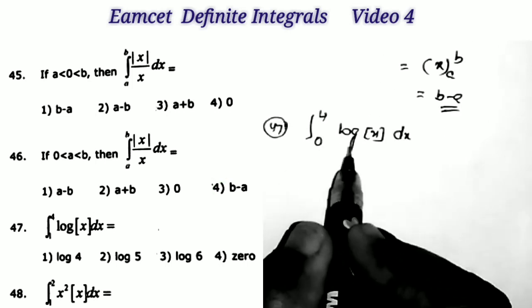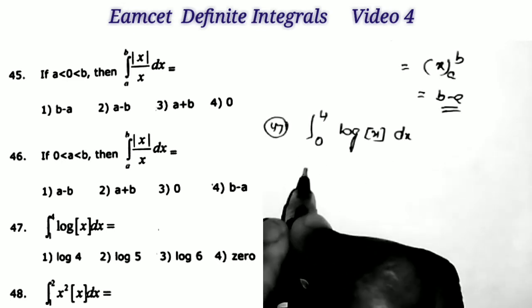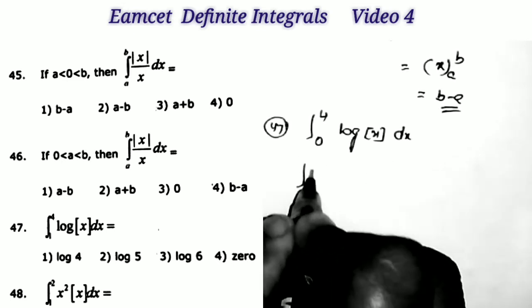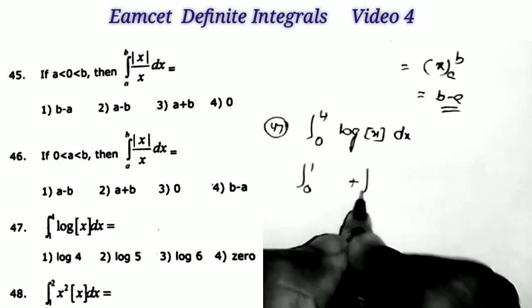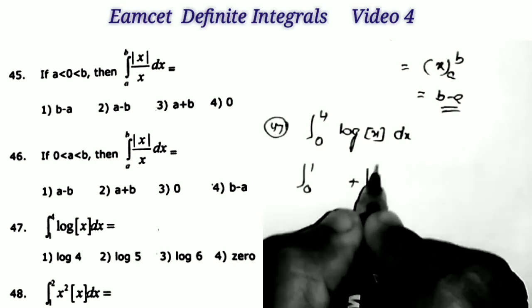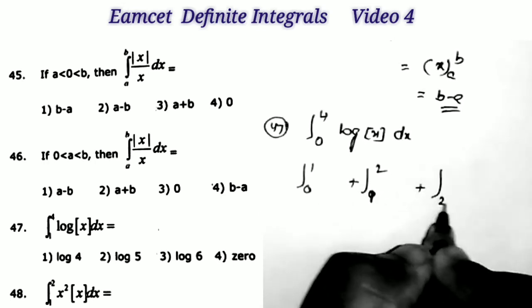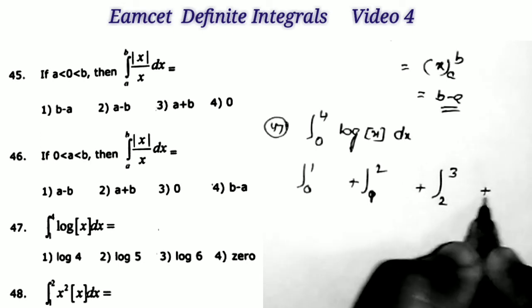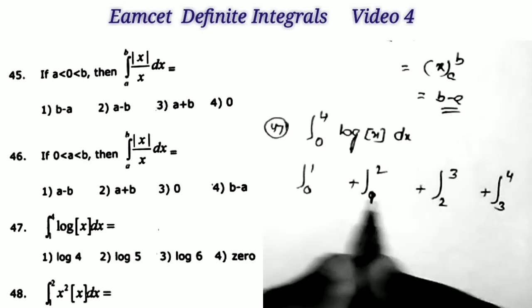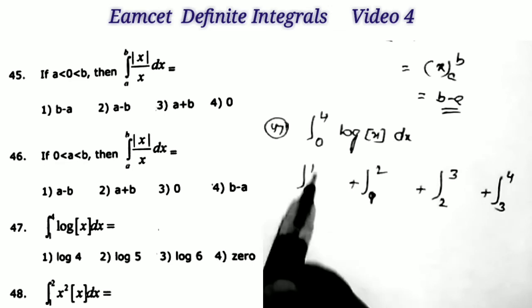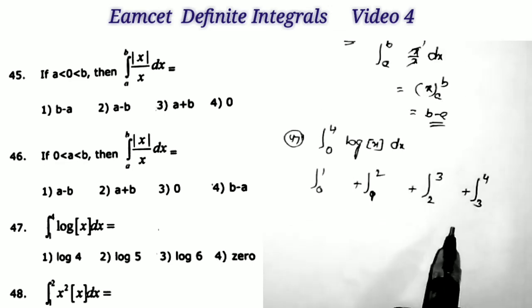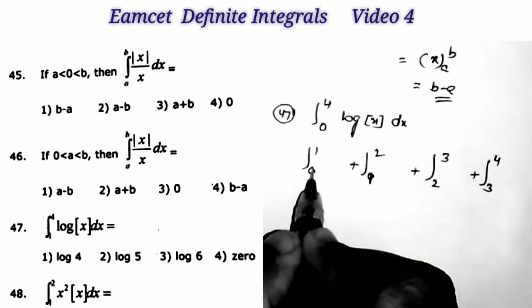Integral 0 to 4 of log of [x] dx. Okay, now I split the given integral as integral 0 to 1 plus integral 1 to 2 plus integral 2 to 3 plus integral 3 to 4. I am splitting the integration like that into the intervals 0 to 1, 1 to 2, 2 to 3, 3 to 4.